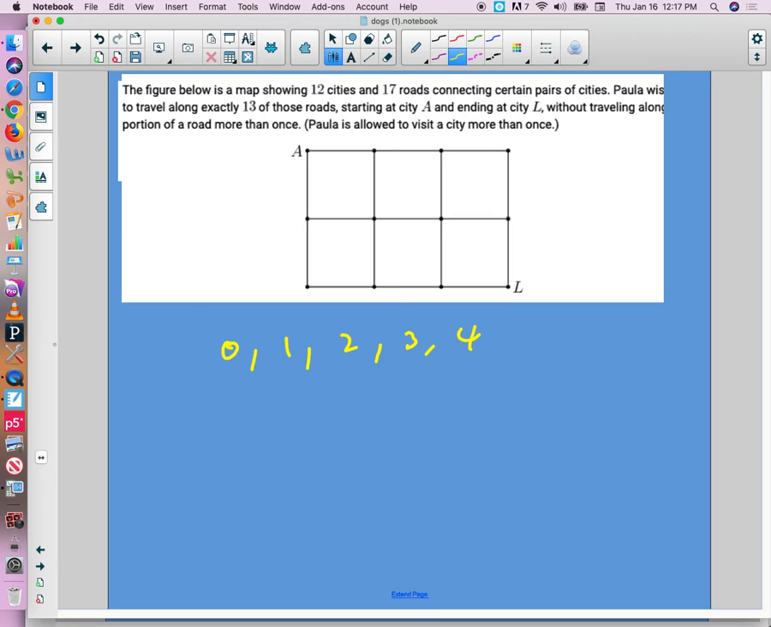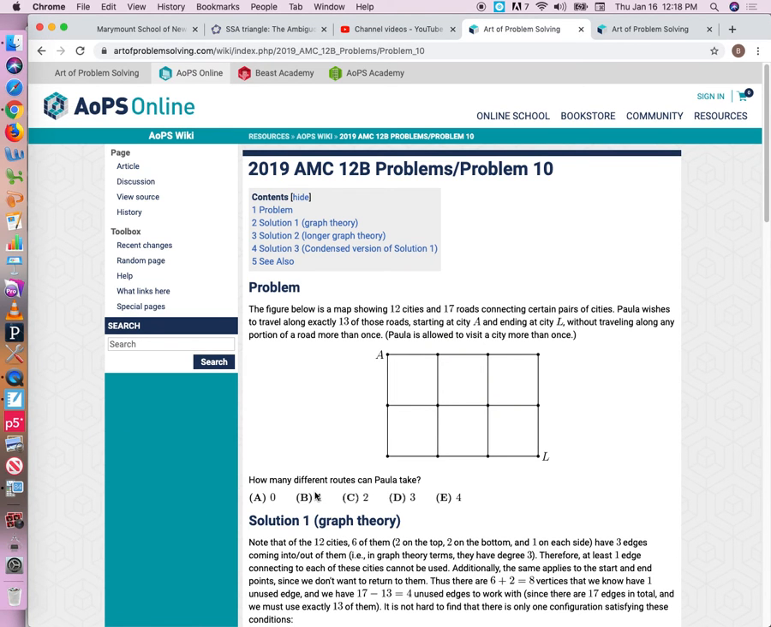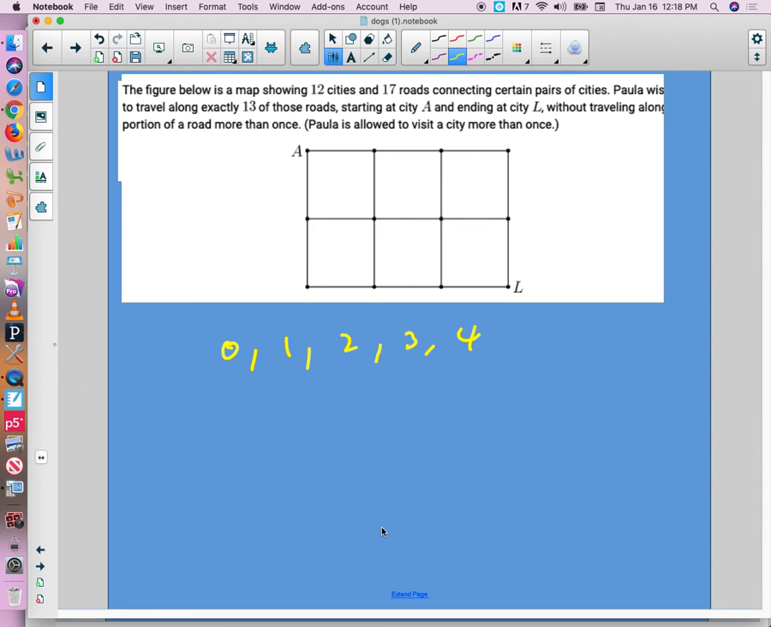How many? Did I not even screenshot the question? Sorry, that was really bad. How many different routes can Paula take? It's nice to know the question. Sorry about that. How many routes? So in other words, what's the most number of paths you can follow going along 13 roads?